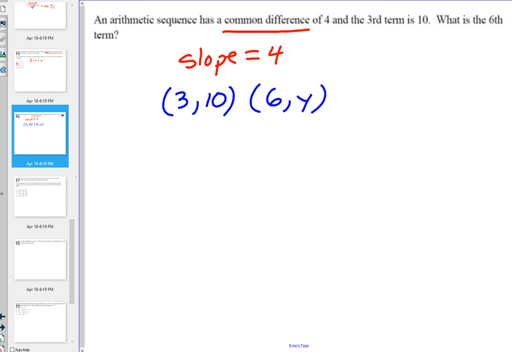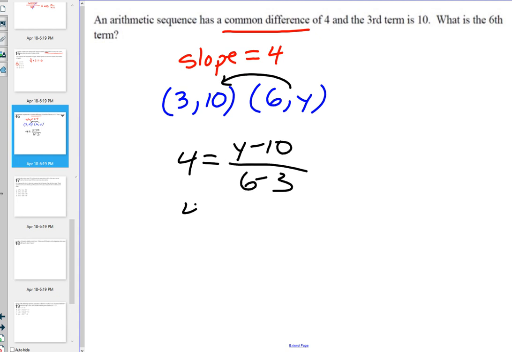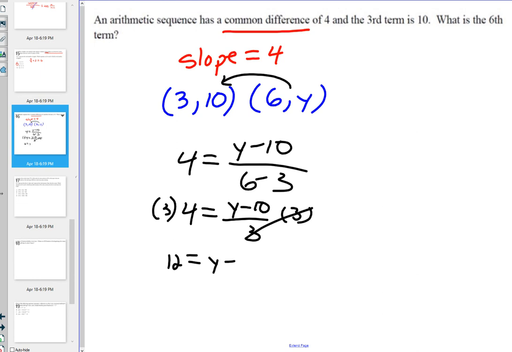So you would just say 4 is equal to, subtract the y's on top. Here, let's just do y. Let's do it backwards and get the y in front. So y minus 10 and then 6 over 3, or 6 minus 3. So y minus 10 over 3 times 3 times 3. We get 12. This cancels. Y minus 10. So we go plus 10 and plus 10. 22.